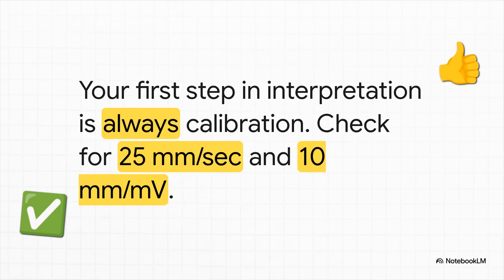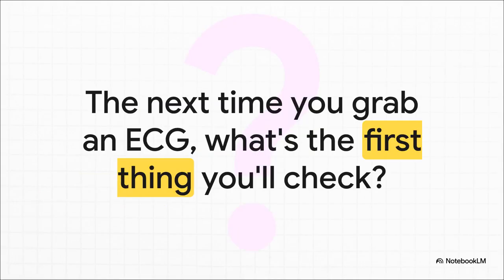You know, if you only take one thing away from our chat today, please let it be this. Your first step is always calibration. Before you analyze any rhythm, before you measure a single interval, make it a reflex. Look at the bottom of the ECG and confirm the settings, 25 millimeters per second and 10 millimeters per millivolt. This one simple habit is what separates the novice from the expert. It is going to protect your patients from totally preventable errors, and it's going to make you a much sharper, more accurate clinician. So let me ask you, the next time you grab an ECG, what is the very first thing you're going to check?